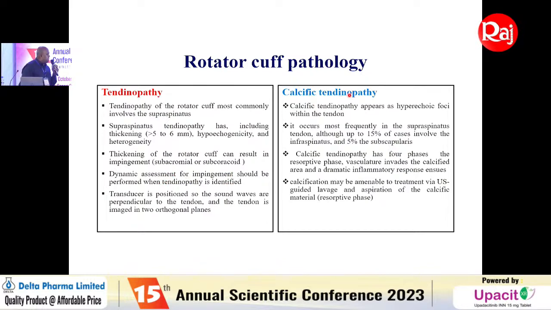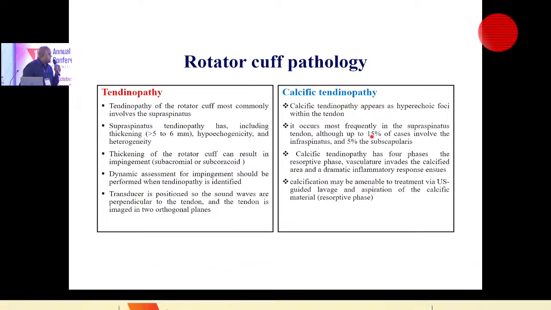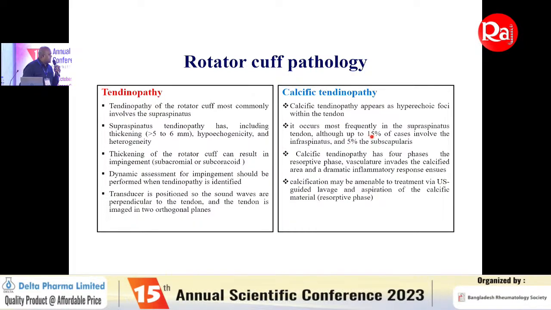Calcific tendinopathy is also more common in the supraspinatus muscle. It shows hyperechoic foci within the tendon, and it is less common in the infraspinatus, about 15% of cases, and 5% in the subscapularis. This tendinopathy actually has four phases. There is the resorptive phase, in which the patient usually presents with intense pain, where vascularization invades the calcified structure and a traumatic response usually ensues. In this phase, we can do ultrasonic lavage and aspiration of calcified material.